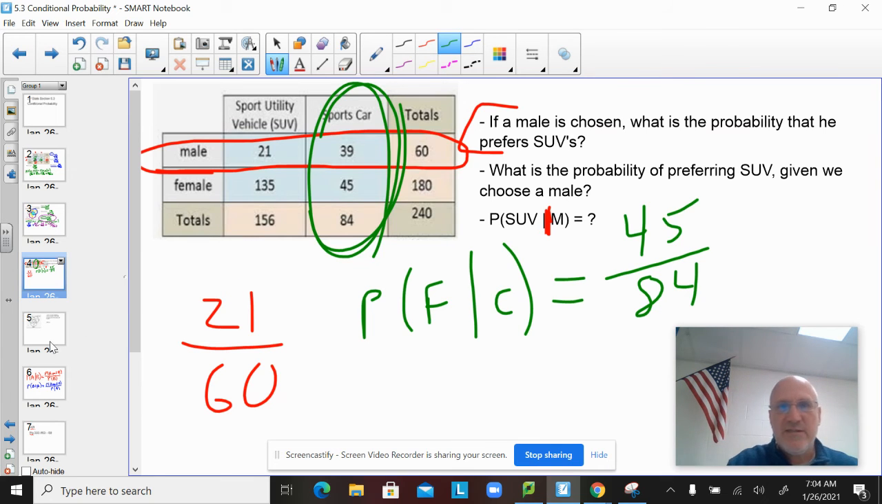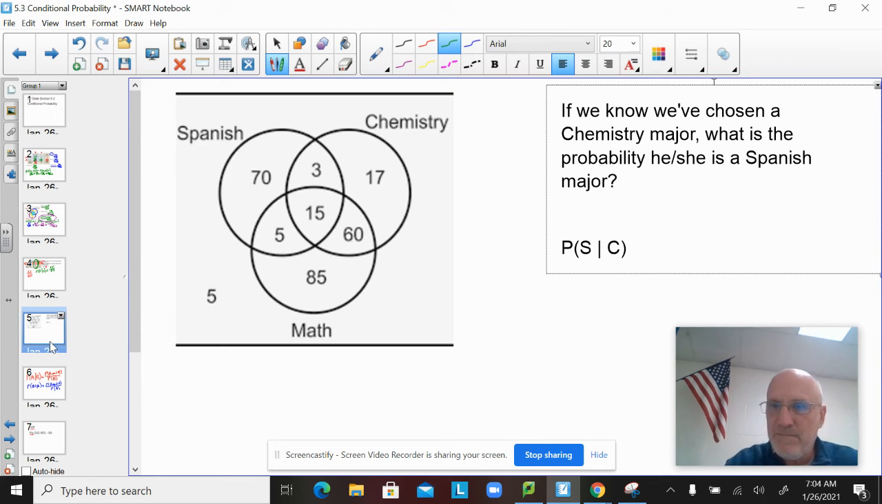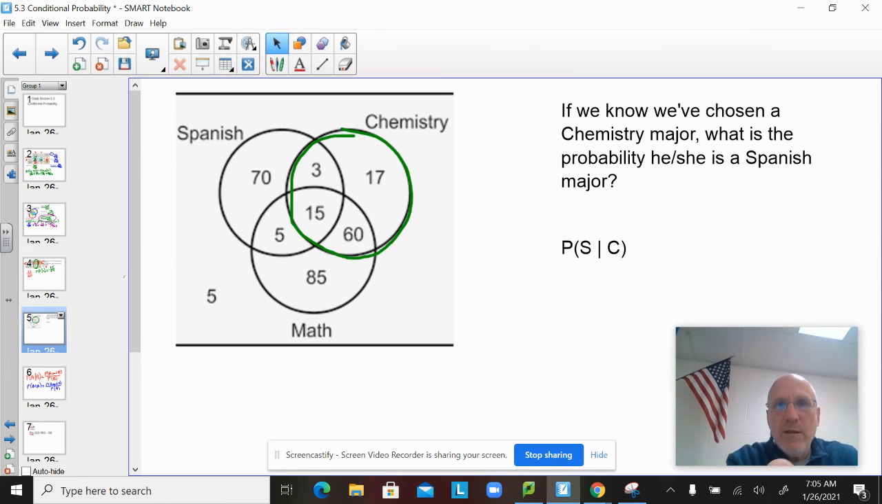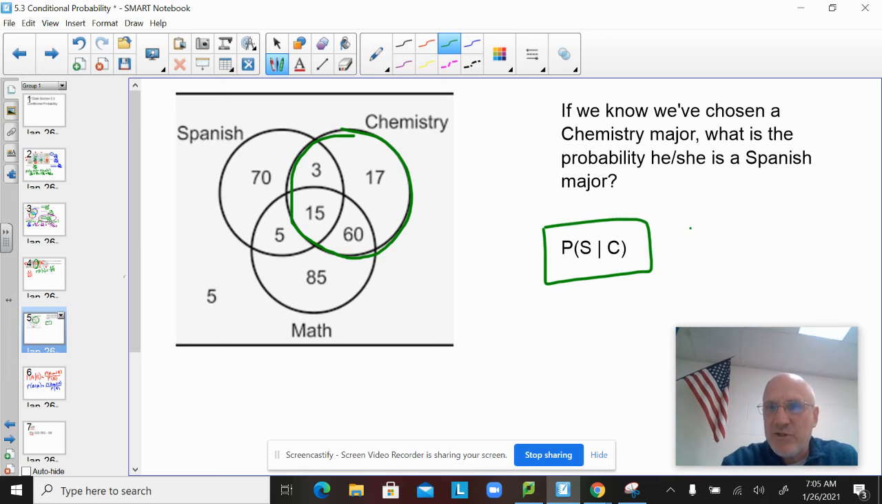And now here is the same thing with a Venn diagram. This says, if we know we've chosen a chemistry major, what's the probability he or she is also a Spanish major? So we know we have a chemistry major. My grand total is no longer the grand total of 260. My grand total is my chemistry majors. This right here, the probability of S given C, is the probability of Spanish given chemistry.